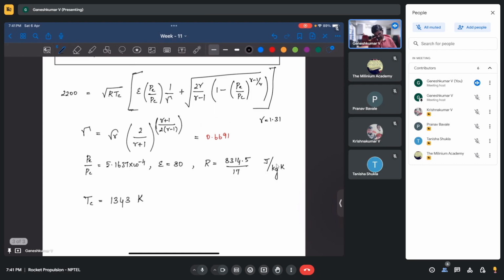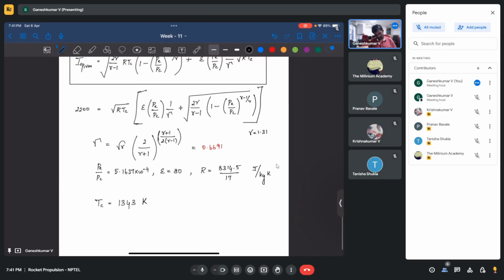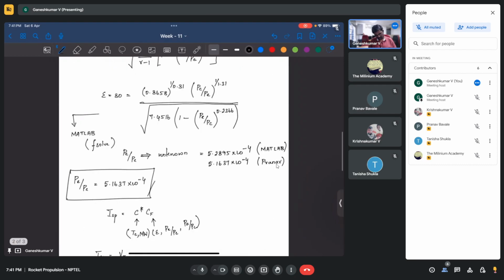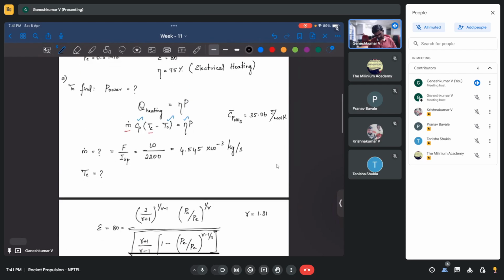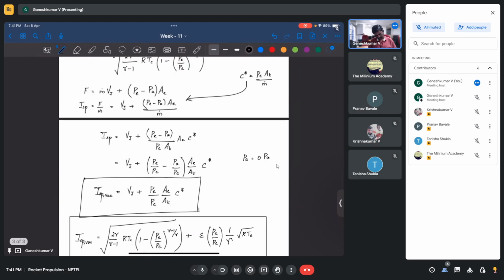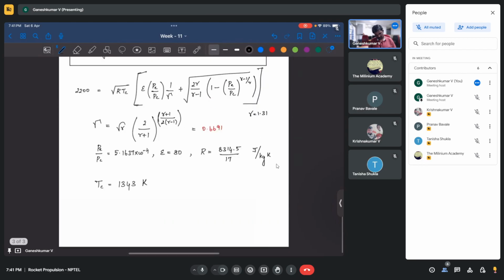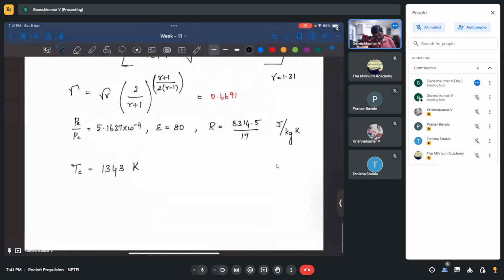After we find the temperature, that is the main thing, then we can directly substitute it here. Cp Tc minus T naught over eta P.